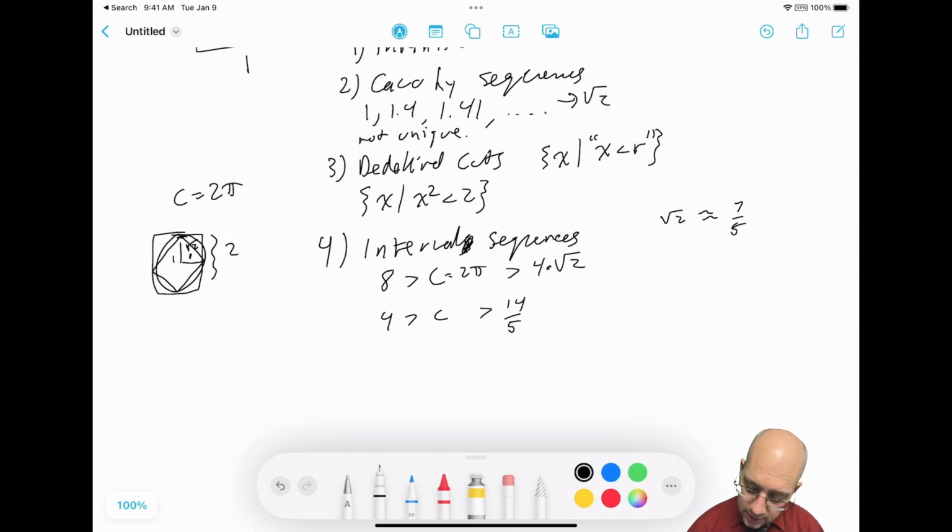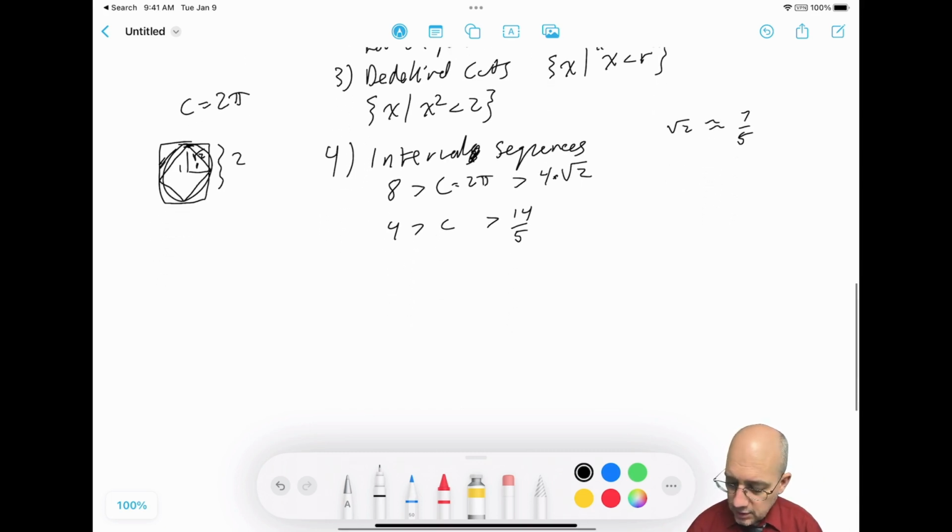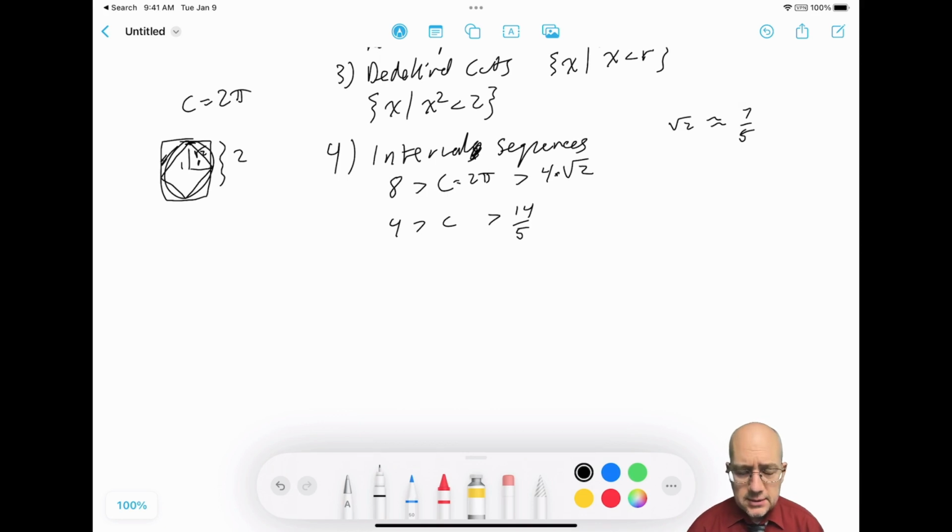Then the idea is you draw another n-gon around the circle and inside the circle, and you get a better approximation, and now you're shrinking, shrinking, shrinking. Okay, so this is nice. It has the nice advantage of really saying, this is where we know the number is. However, there's no unique representation of this. So, again, it's like the Cauchy sequences in that you have all these different representations.